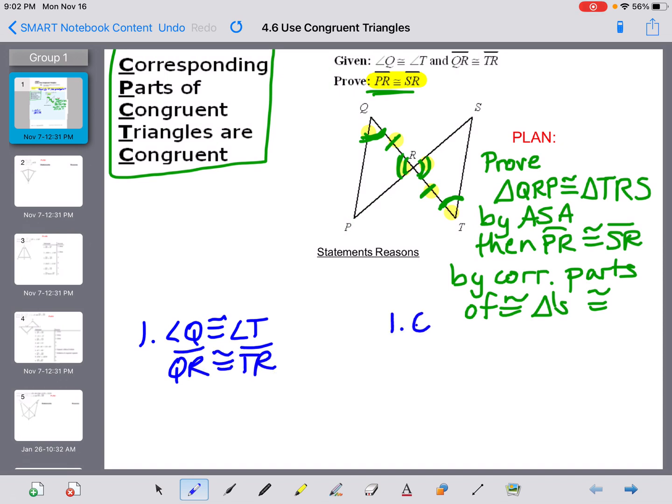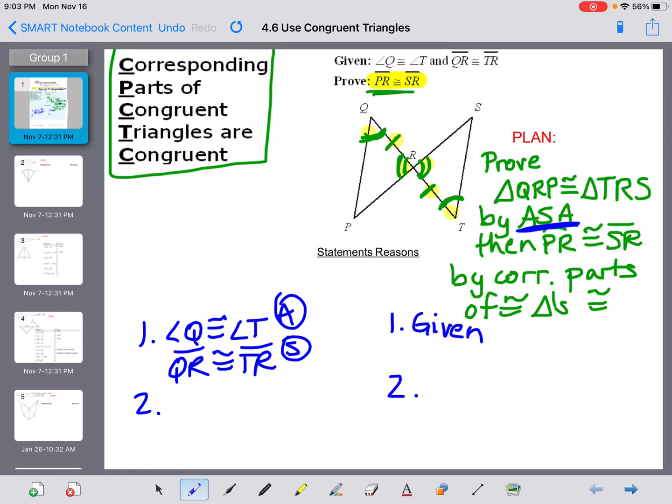Okay, that's my given, and that gives me a set of angles and a set of sides. So what else do I need to throw in my recipe for angle, side, angle? Because that's the recipe I decided is going to work here. I have an angle, I have a side, I'm missing an angle. What did we mark in that picture for an angle that we need to put in our proof? You're right, those vertical angles.